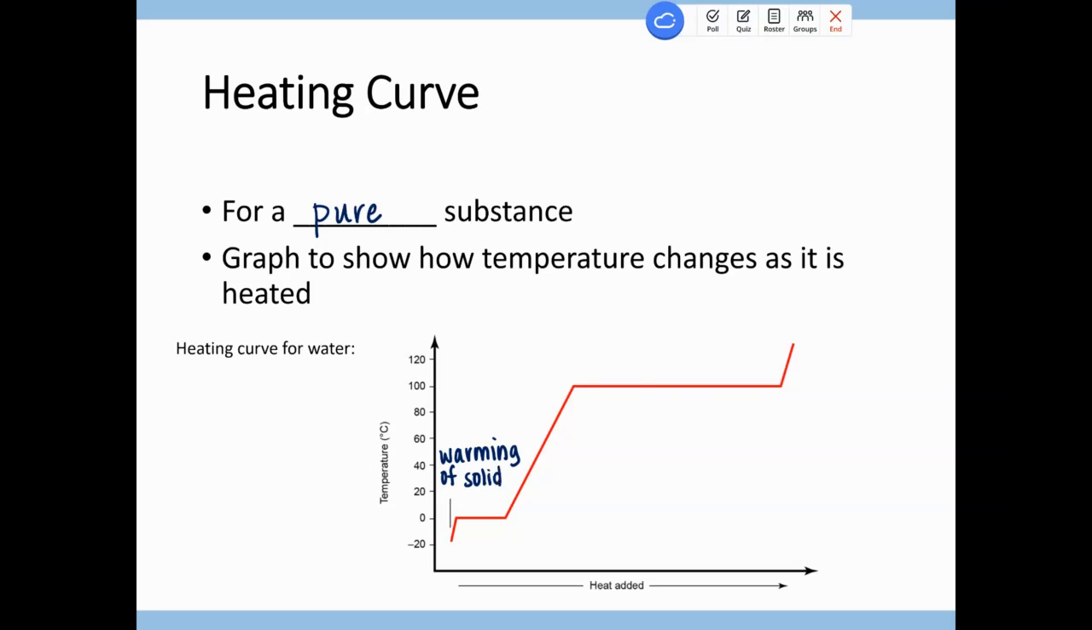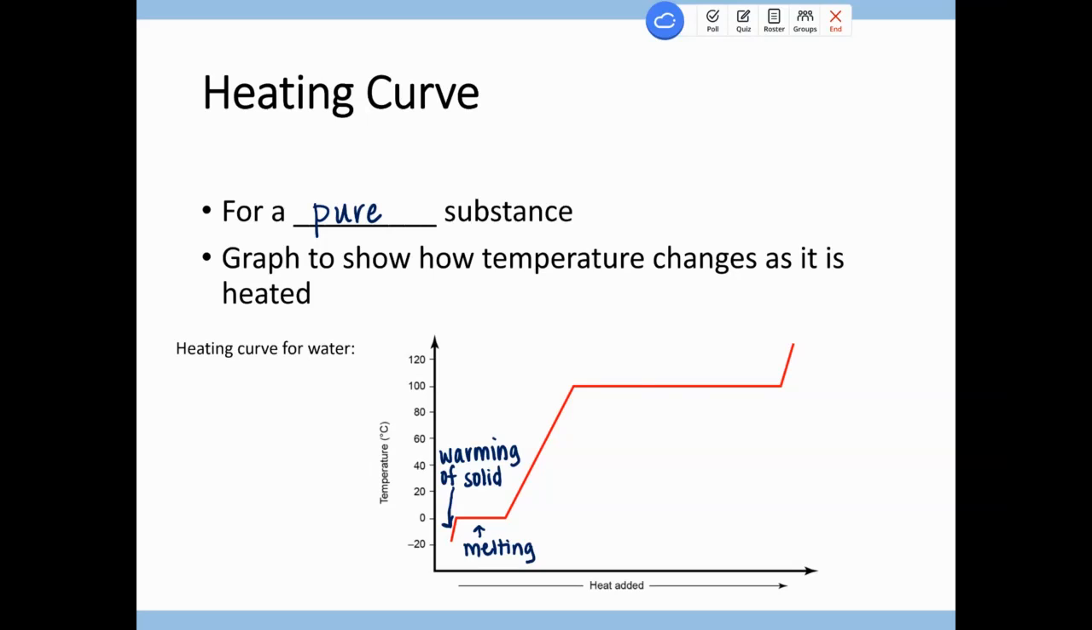Of the solid, that is this positive slope right here, negative 20 to 0. This is warming of the solid. So we're increasing temperature going left to right on the graph. This horizontal slope, slope of 0, is melting. So that substance was warmed until the melting point, then it melts.